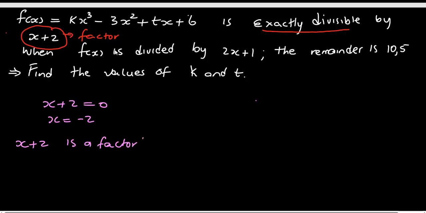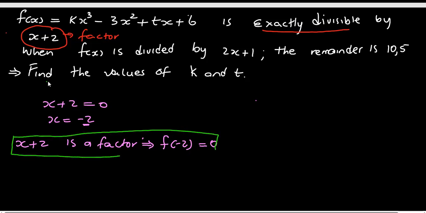So if x + 2 is a factor, what is that telling us? It tells us that if we find f(-2), the one that we just got, we need to get an answer of 0. Right. So this is very important. This is a very important statement here: x + 2 is a factor and f(-2) is 0.